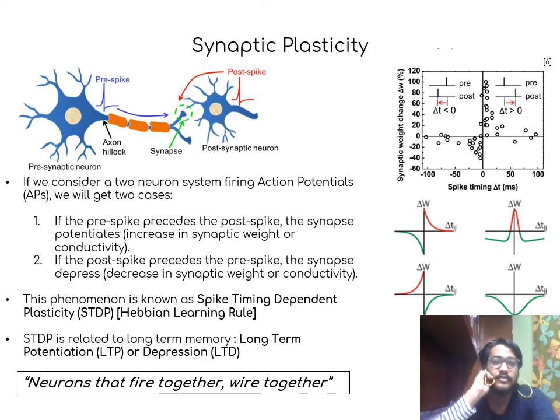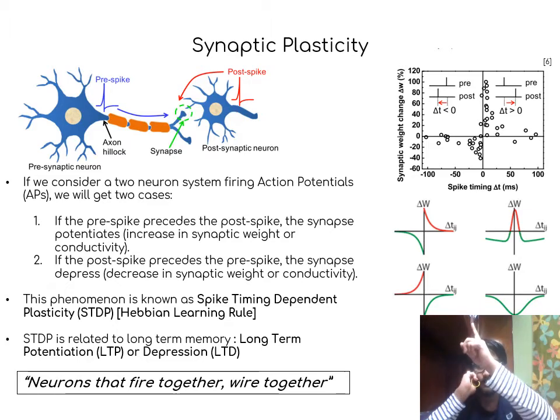Consider the two neuron system in the top figure firing spikes at different times. If the pre-spike precedes the post-spike, the synapse potentiates, or its conductivity increases. Again, if the post-spike precedes the pre-spike, the synapse depresses, or its conductivity decreases. This phenomenon is also called the Hebbian learning rule. The Hebbian rule has four forms as given in the figure above.